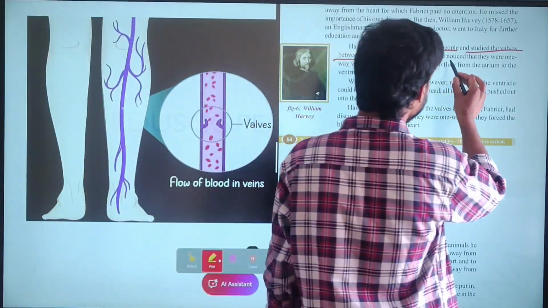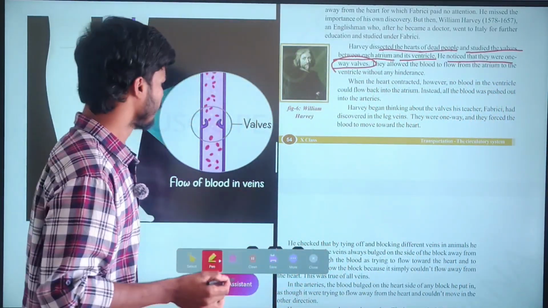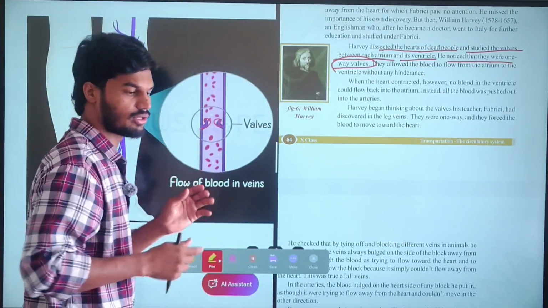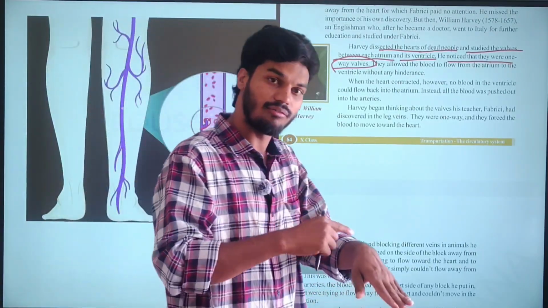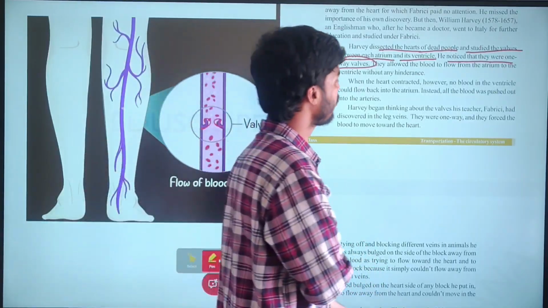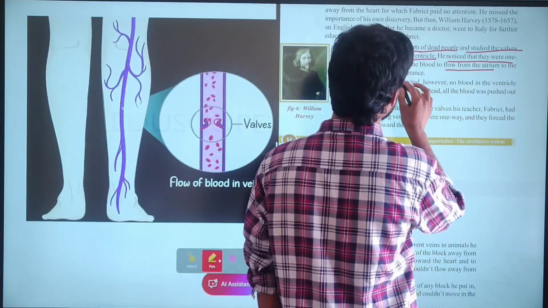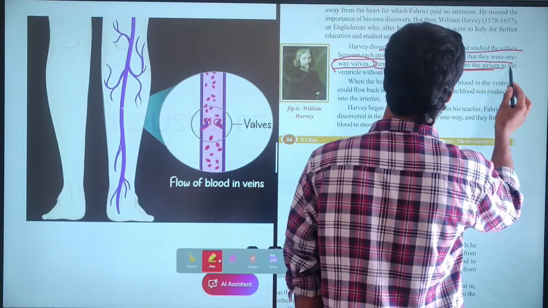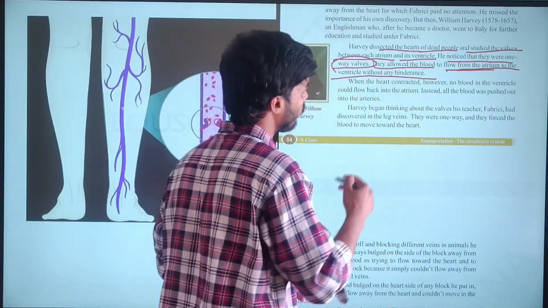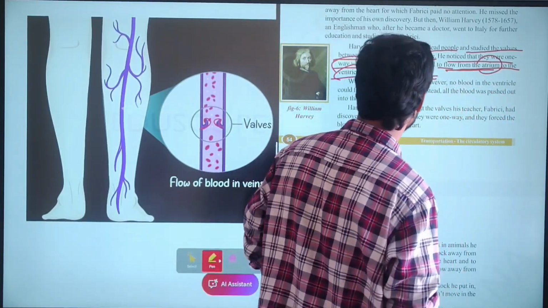Next, what did he find? He noticed that they were one-way valves. So the blood is able to flow, travel and transport in a single direction. One way. Clear? Next, what did he find? They allowed the blood to flow from the atrium to the ventricle without any hindrance.